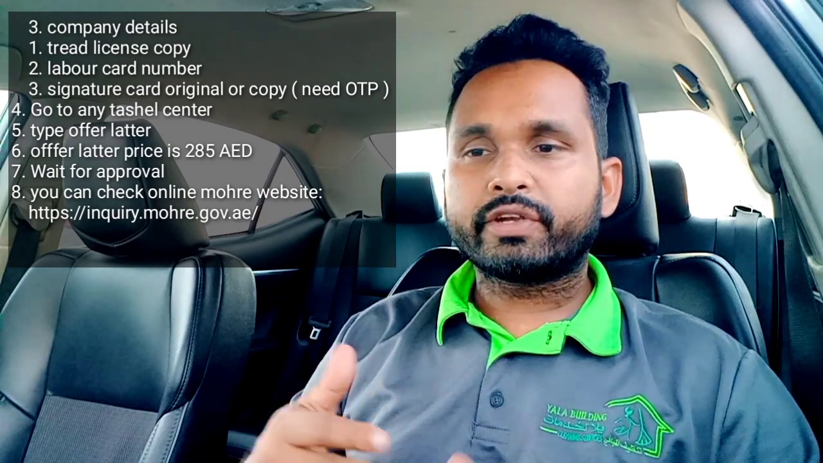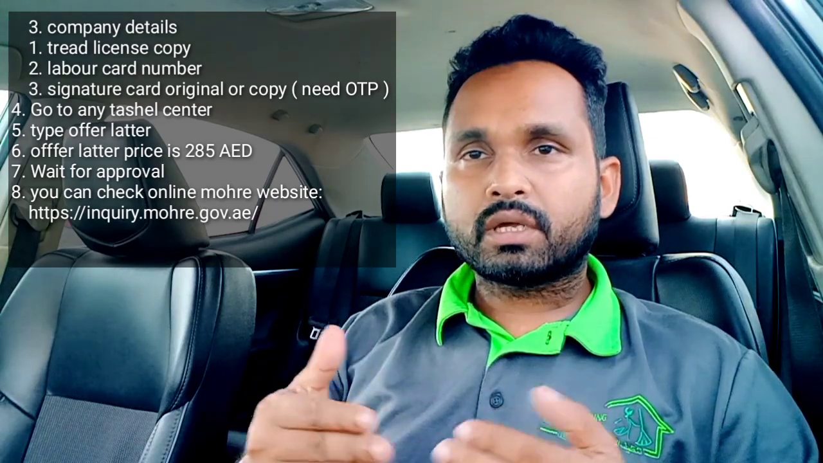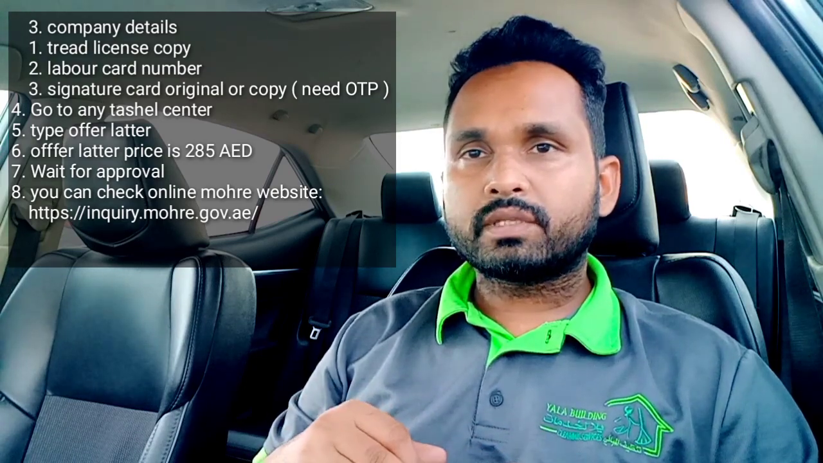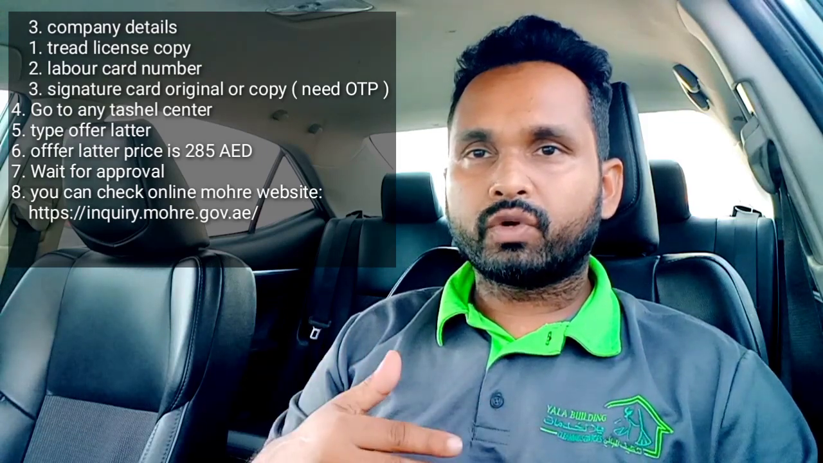If you are a PRO, you have to get from the owner the trade license copy, then the labor card, and then the signature card. If you have the signature card, there is no need for OTP, but without the signature card you can also do it. In that case you need to take the OTP, or you have to call the sponsor to give the OTP. If it's available, you can make it at that time. Otherwise, if you take the signature card, OTP is not required.